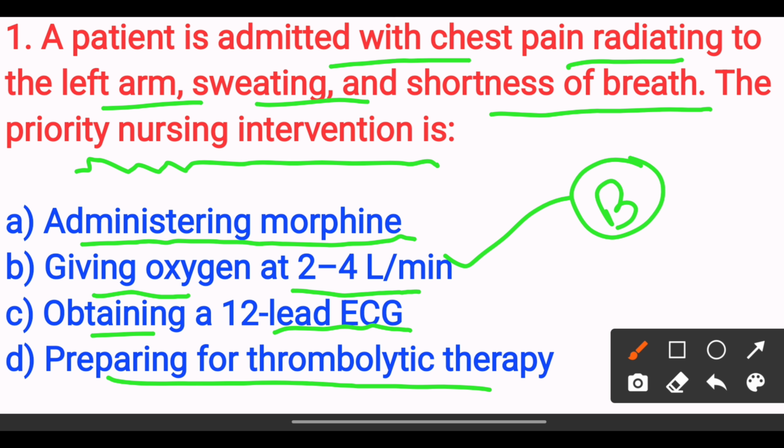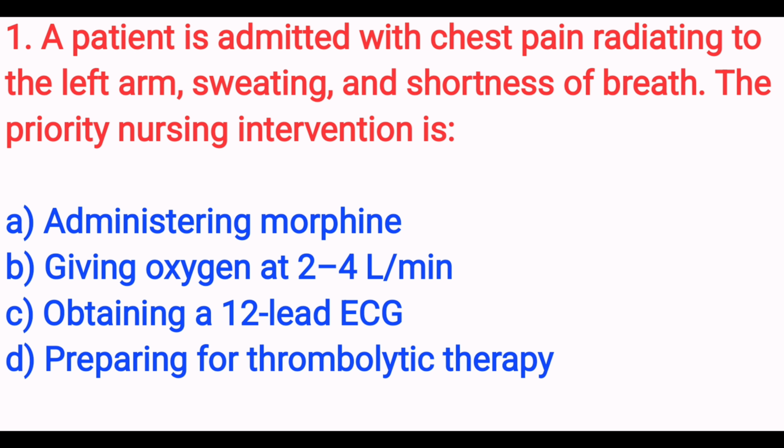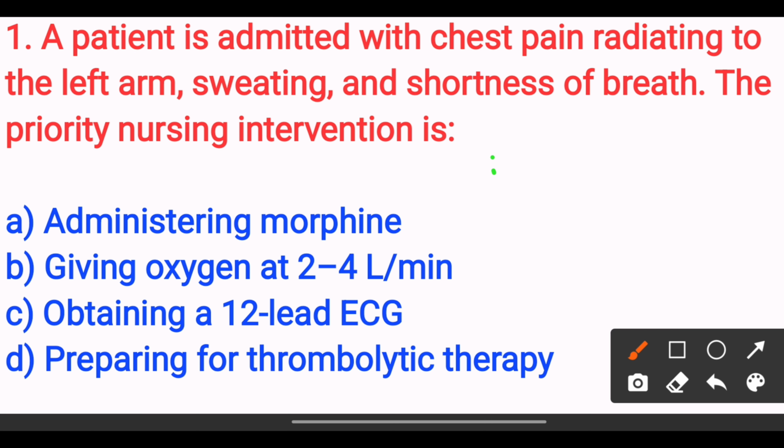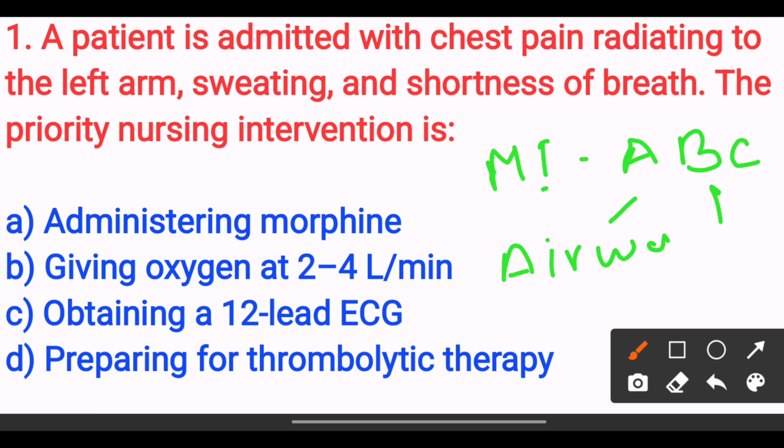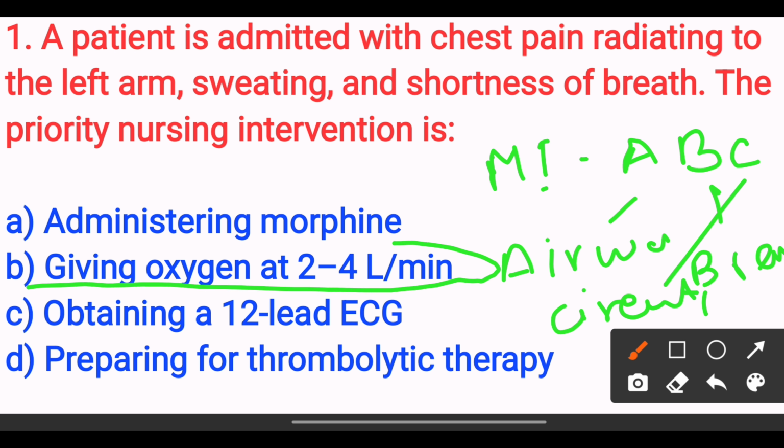Giving oxygen 2 to 4 liters per minute, because in a suspected MI patient we use the priority of A, B, C. A for airway, B for breathing, and C for circulation. So at first, when the patient comes, we have to give oxygen at 2 to 4 liters per minute. After that we address breathing, then circulation. So the answer is option B.